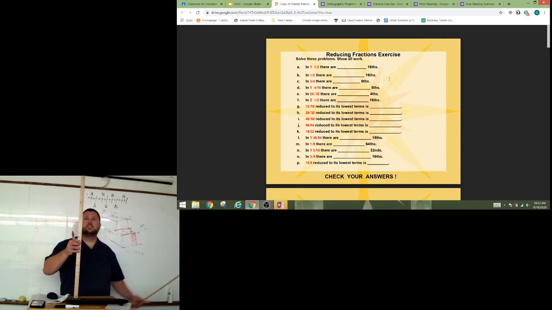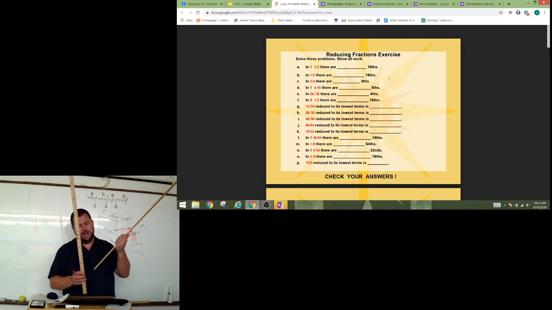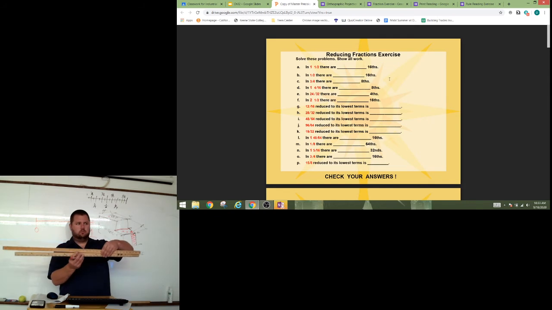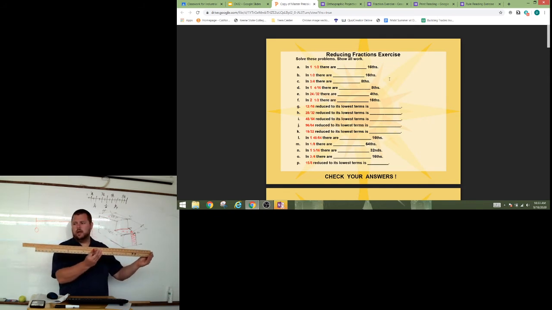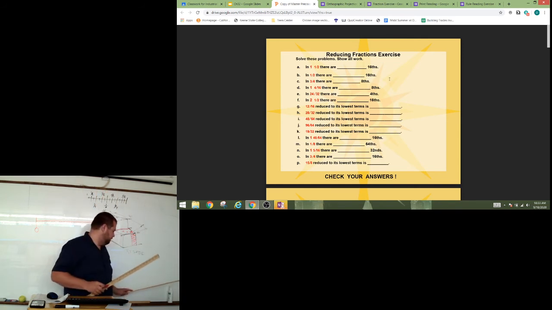So a yard is 36 inches, and a meter stick is 100 centimeters, or I think it's like 39.25 inches. So you can't see the difference there, but here you can see the difference. They're about 3 inches different. Yardsticks and meter sticks are different.